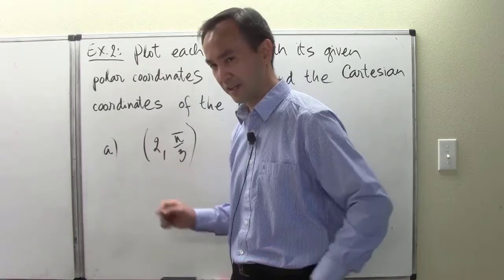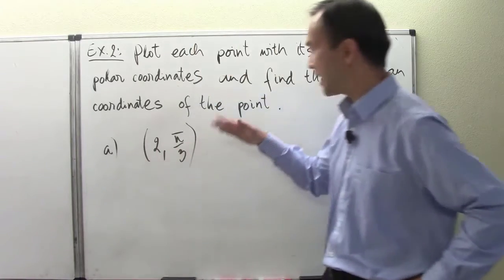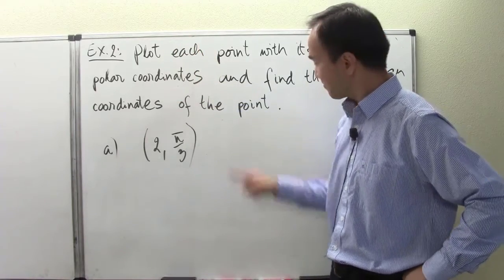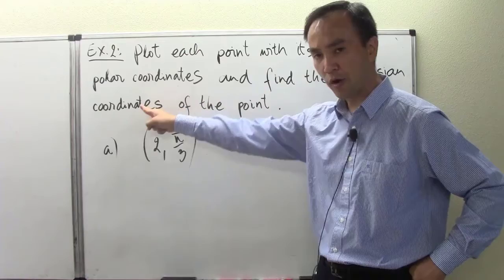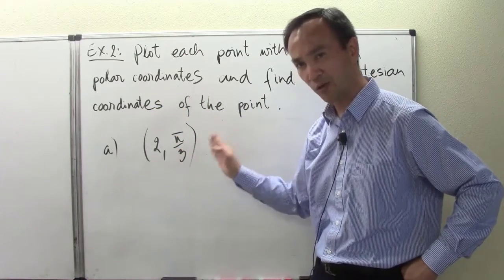So we got the point. Back to this board space right here, I am going to do the next part. The first part, plotting the point, is done. Now I'm going to find the Cartesian coordinates. This is that point right here. We want to know what the x coordinate and the y coordinate are.